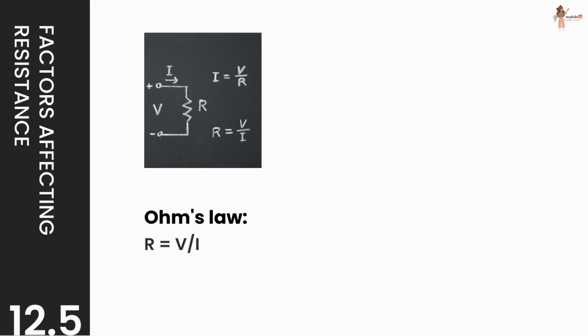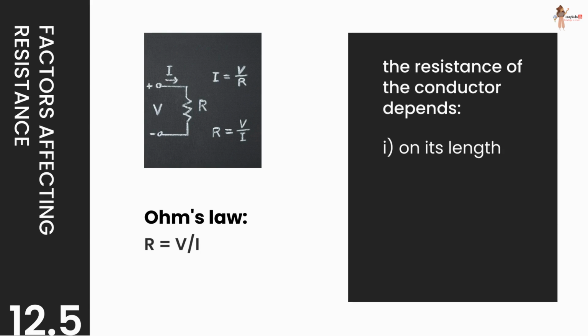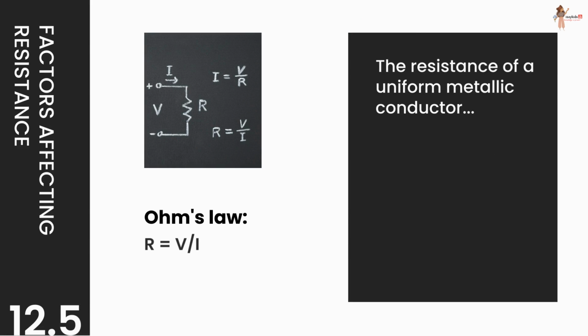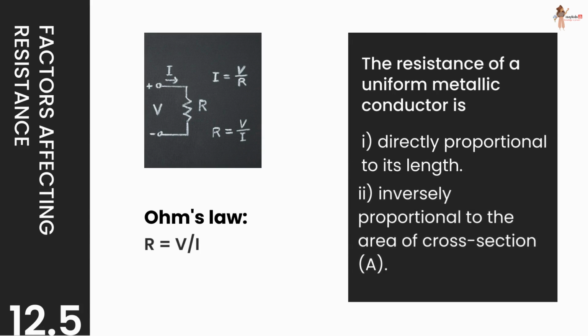On applying Ohm's law, R is V upon I. Thus, we observe that the resistance of the conductor depends on its length, on its area of cross section, and on the nature of its material. Precise measurements have shown that resistance of a uniform metallic conductor is directly proportional to its length and inversely proportional to the area of cross section.